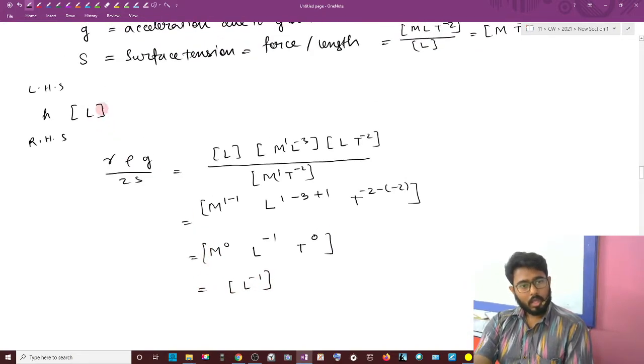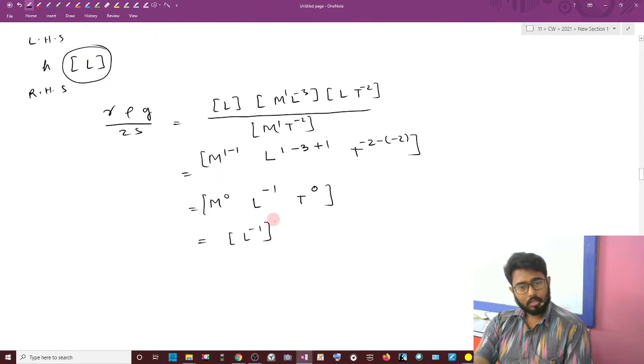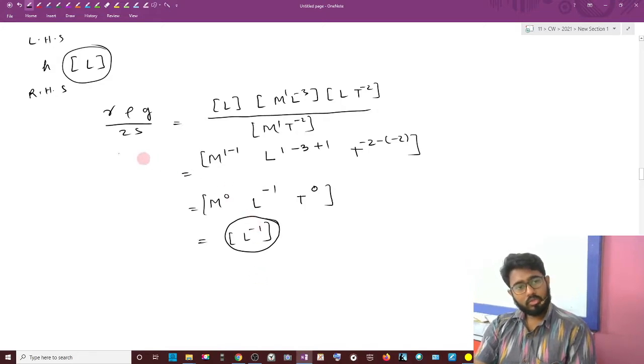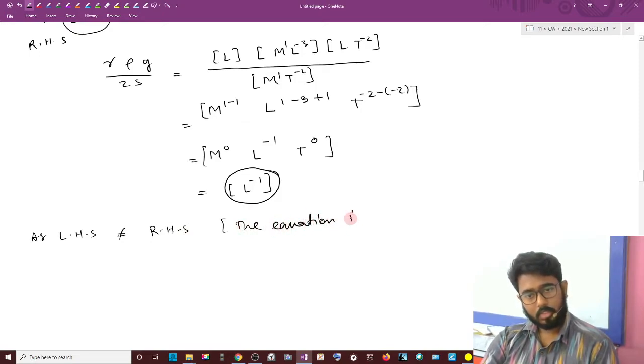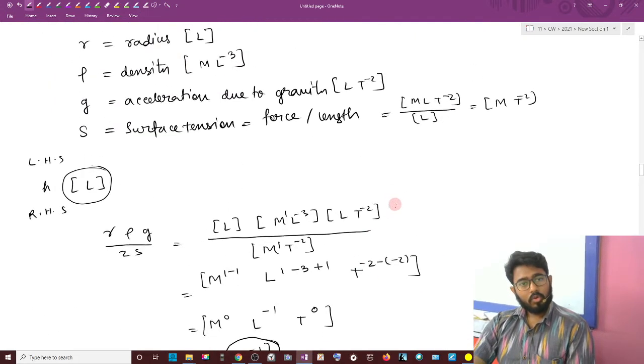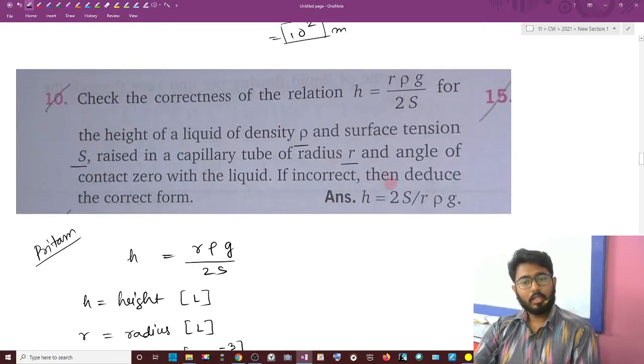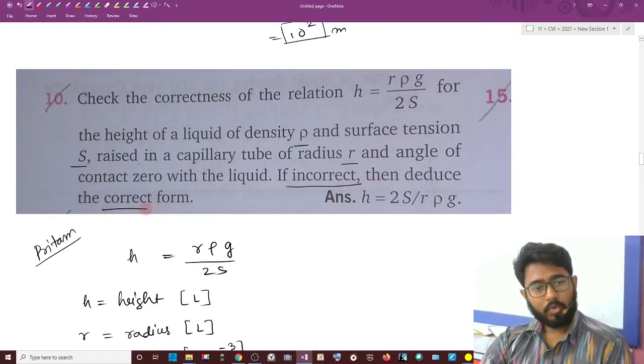See, we have got L here, we have got L to the power minus 1 here, so they are not same. Therefore as LHS is not equal to RHS, hence the equation is incorrect. So we found out that the equation is incorrect. Now we have to find out the correct equation, we have to find out the correct form.